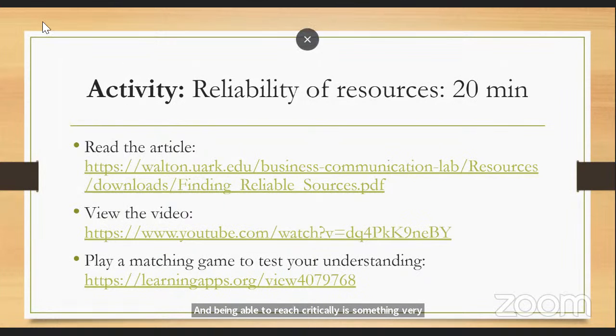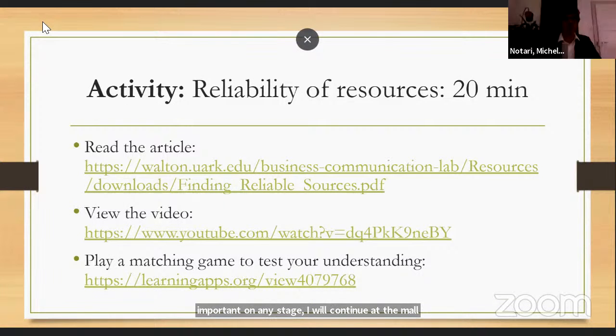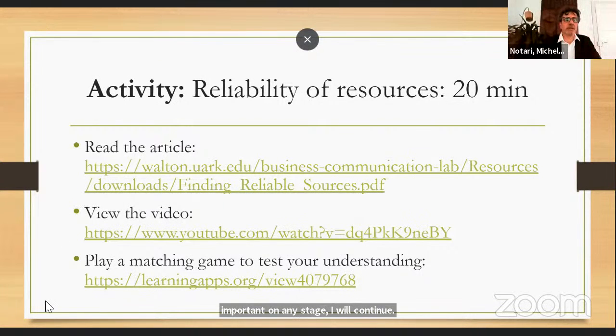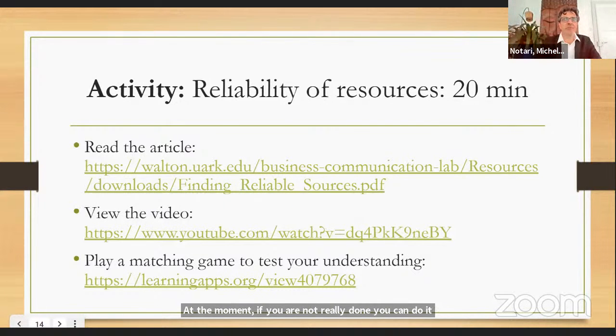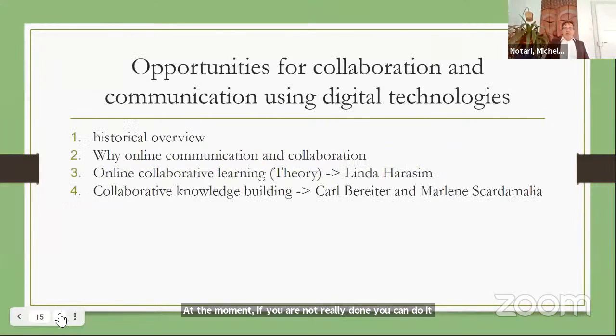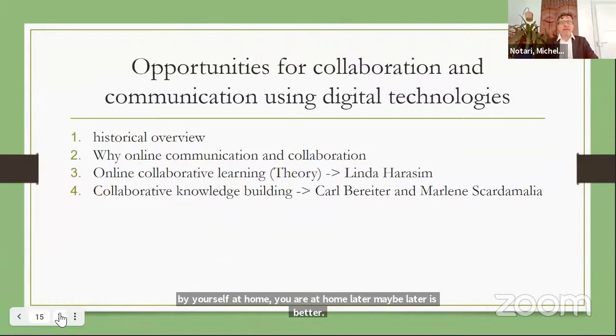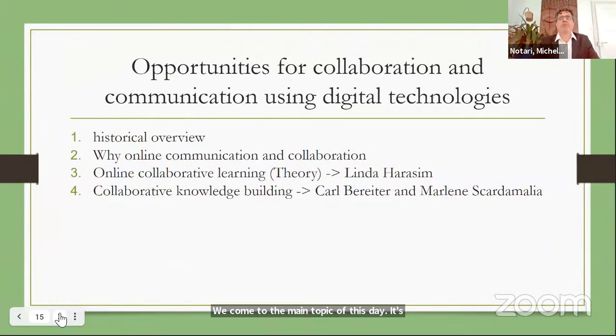I will continue. At the moment, if you are not really done, you can do it by yourself at home. If you are at home later, I mean later is better. We come to the main topic of this day: opportunities for collaboration and communication using digital technologies.